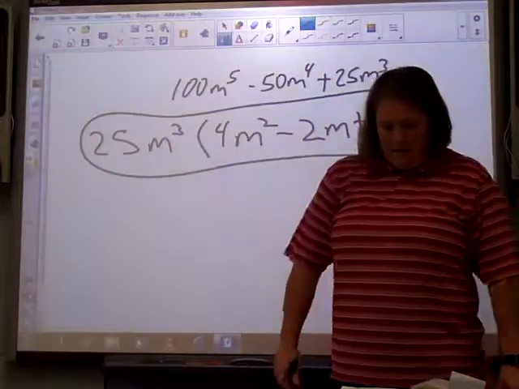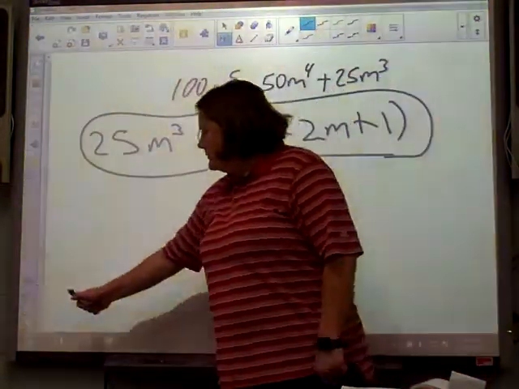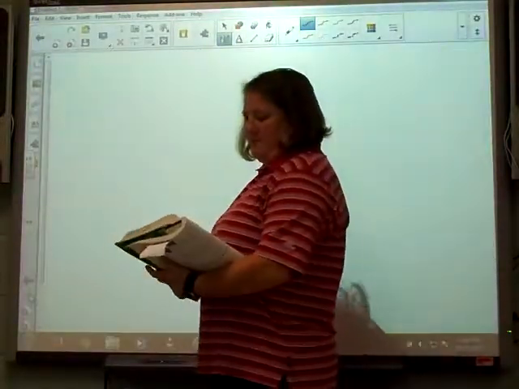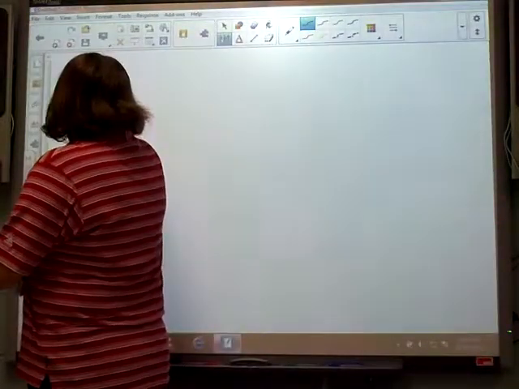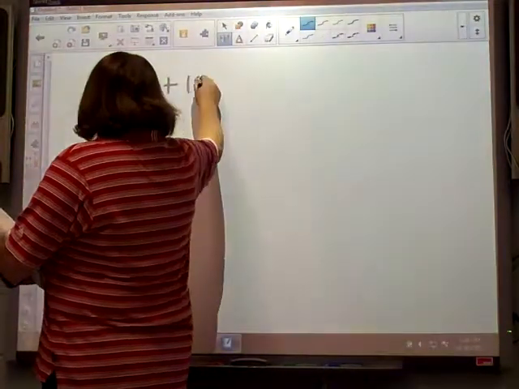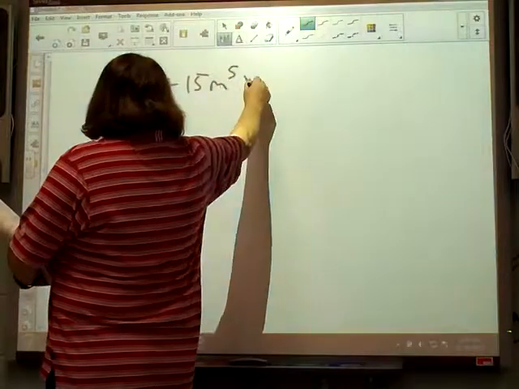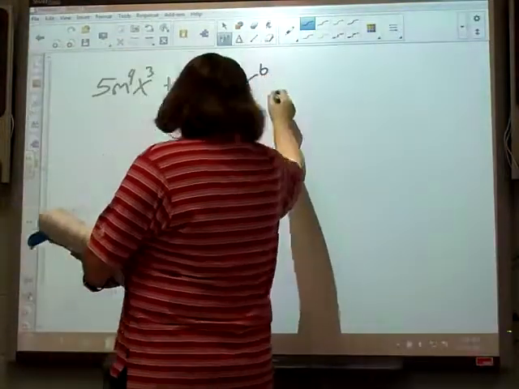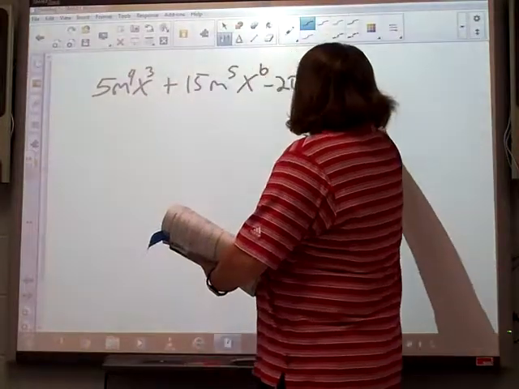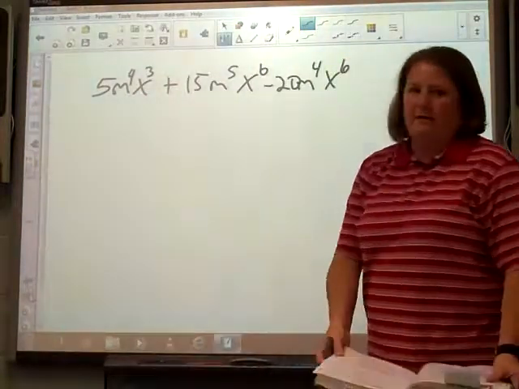Okay. I'm going to add a second variable now. I got 5m to the fourth x cubed plus 15m to the fifth x to the sixth minus 20m to the fourth x to the sixth. Okay, try that one. Go.